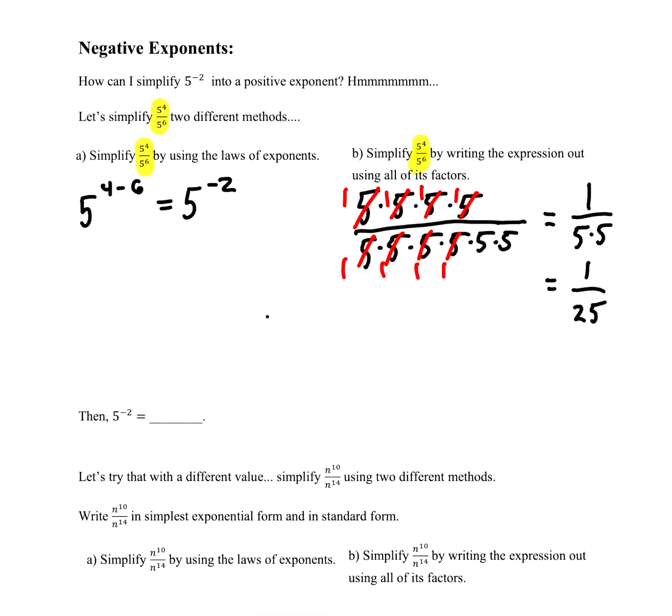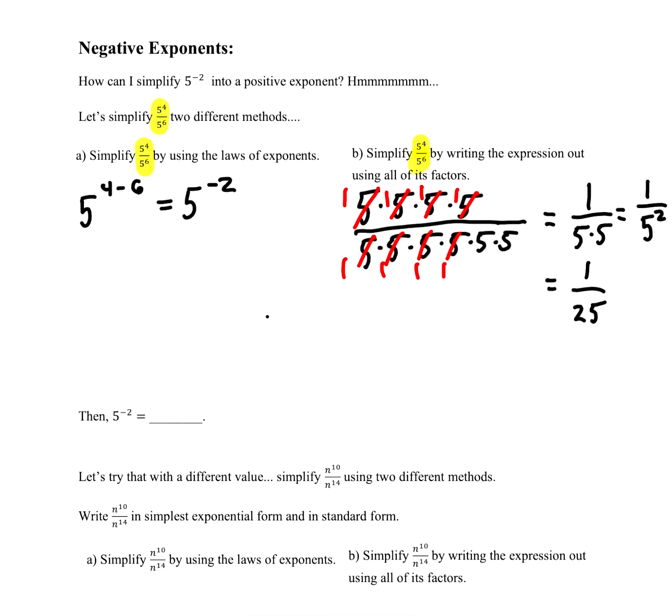Or think about writing that as an exponent in the denominator. How can I write 5 times 5 with an exponent? That would be 1 over 5 squared.